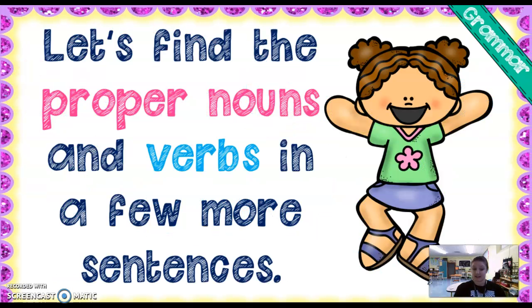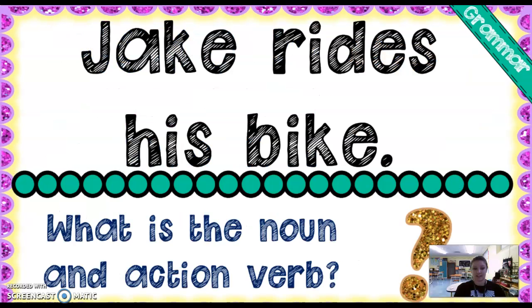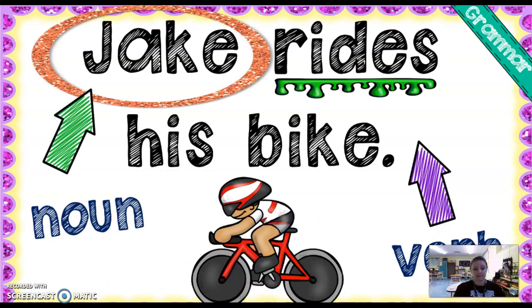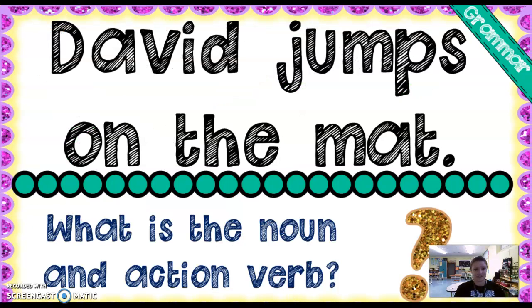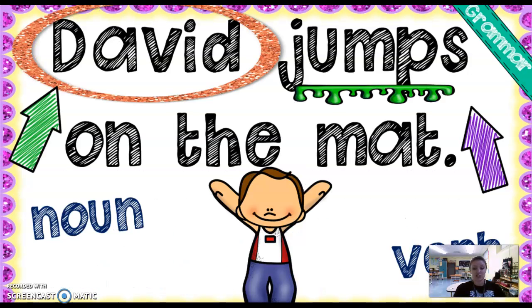Let's look for proper nouns and verbs in a couple more sentences. Jake rides his bike. What is our proper noun? Jake is our proper noun. Good. And what is the action verb? The word that means he did something. Our action verb would be rides. Bike is also a noun, but remember we're looking for proper nouns, specific names of people, places, or things. David jumps on the mat. Our proper noun is David, and our action verb is jumps.